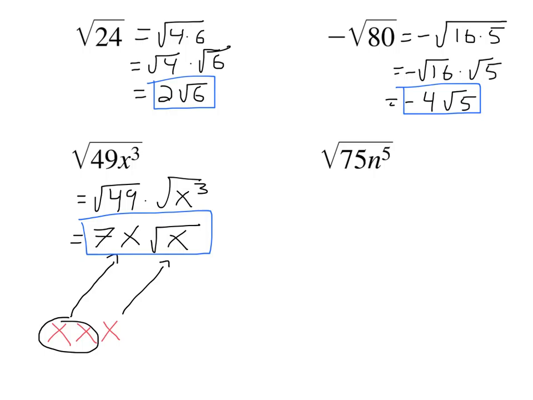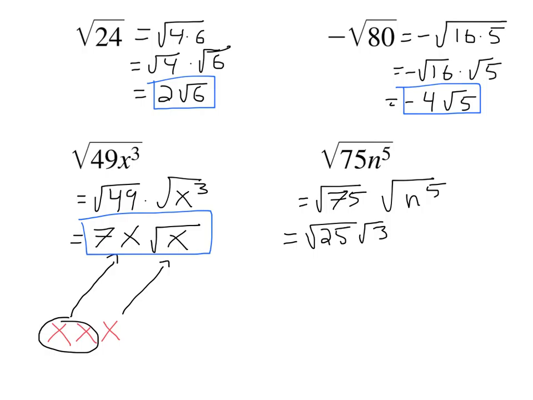I'm going to take the square root of 75 n to the 5th and make it the square root of 75 times the square root of n to the 5th. Let me fix that n there. Now 75, does it have any perfect square factors? It does. 25 and then 3 is really what's happening there. So I can save myself a step.